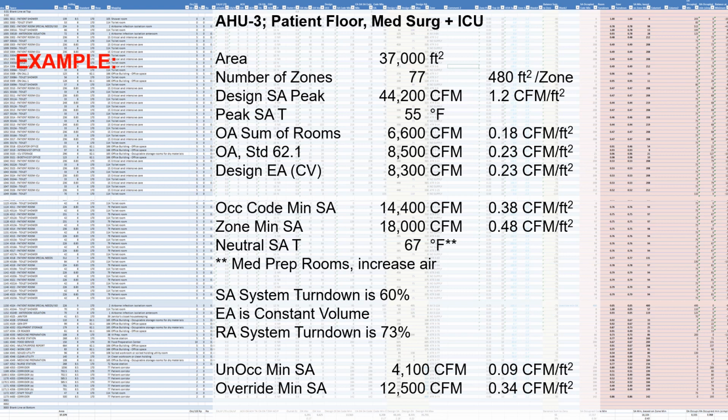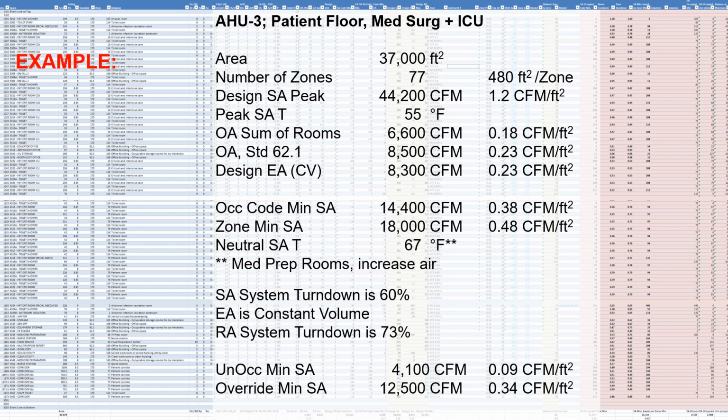So then what you do is you calculate the neutral condition, and you go room by room through the neutral condition and calculate, okay, what is the actual code minimum supply air that I need in the neutral condition? And that turns out to be 0.38 CFM per square foot. However, each of those rooms lives in a zone. And when you take account of the zones and apply the maximum, minimum turn down on a per zone basis, you wind up a little bit higher than that, 18,000 CFM, which is close to 0.5 CFM per square foot.